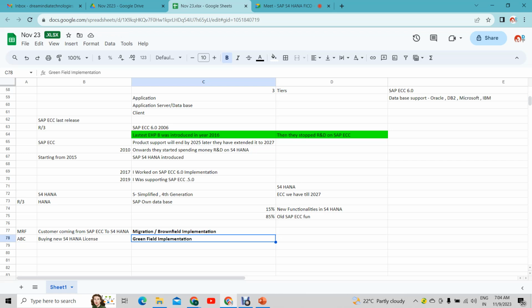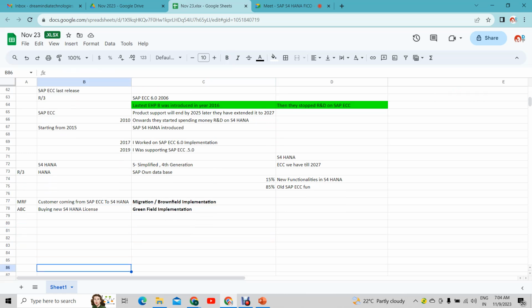You know. Then you know. It's a greenfield implementation. Okay. Greenfield means from scratch you have S4 HANA and S4 SAP is new to you. Before you were not using SAP for your business. Other ERP application you are using. This is a brownfield and this is a greenfield.